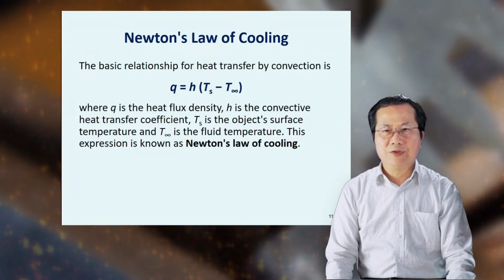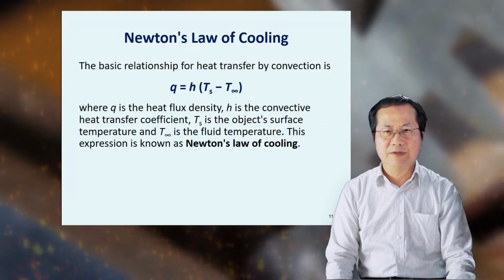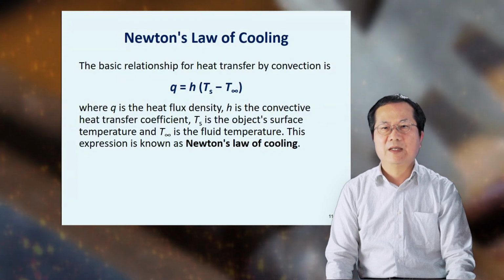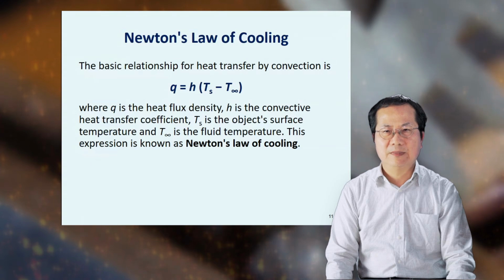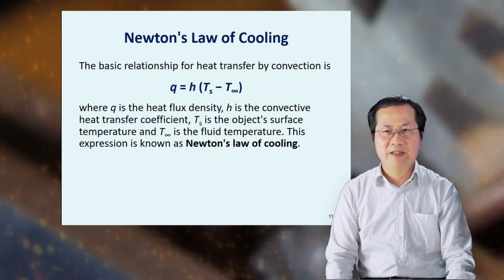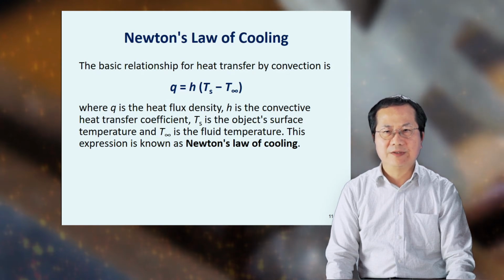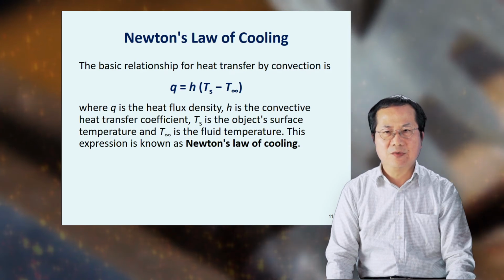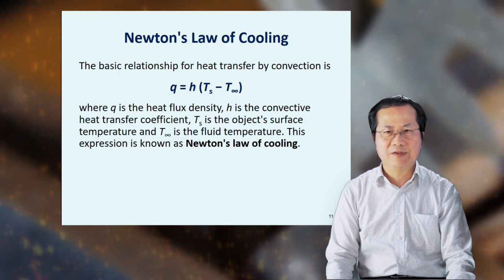The basic relationship for heat transfer by convection is q equals h times (Ts minus T infinity), where q is the heat flux density, h is the convective heat transfer coefficient, Ts is the object's surface temperature, and T infinity is the fluid temperature. This expression is known as Newton's law of cooling. Note that the convective heat transfer coefficient is dependent upon the physical properties of the fluid and the physical situation.